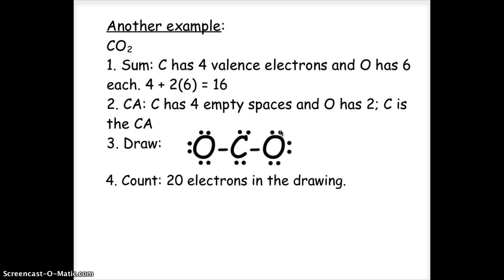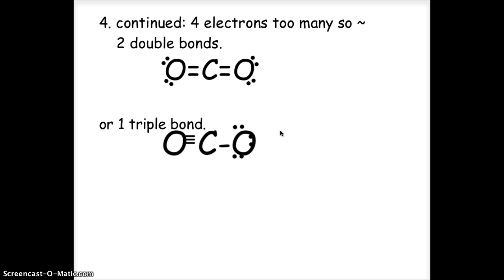So we've got 20 electrons in our drawing, but notice our sum. Our sum is 4 electrons too many. When we're 4 electrons too many, one of our options is to make 2 bonds double bonds.